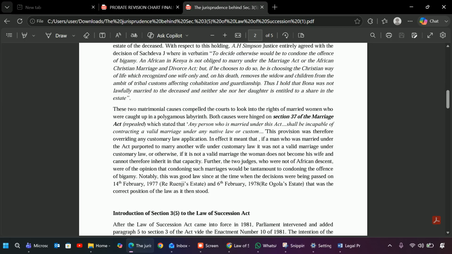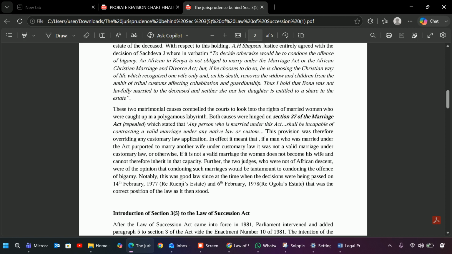Those two matrimonial causes compel the court to look into the rights of married women who were caught up in a polygamous labyrinth. Both causes were hinged on Section 37 of the Marriage Act, which was repealed, and which stated that any person who is married under this act shall be incapable of contracting a valid marriage under any native law or custom. This provision was overriding any customary law application. In effect, if a man who was married under the act purported to marry another wife under customary law, it was not a valid marriage, and the woman does not become his wife and cannot therefore inherit in that capacity.